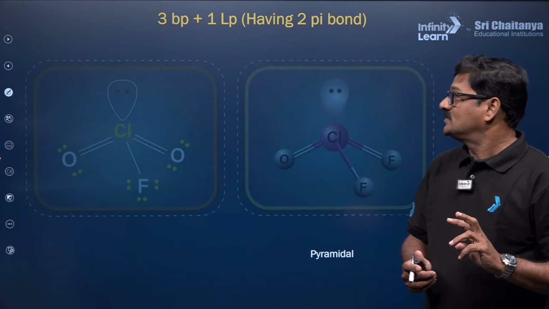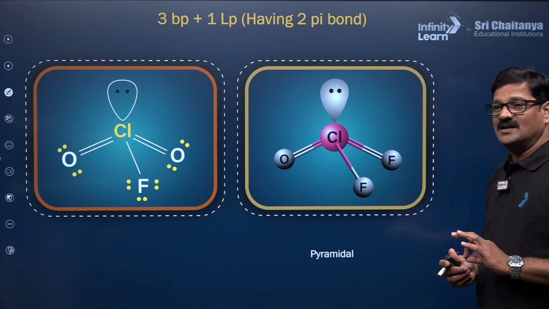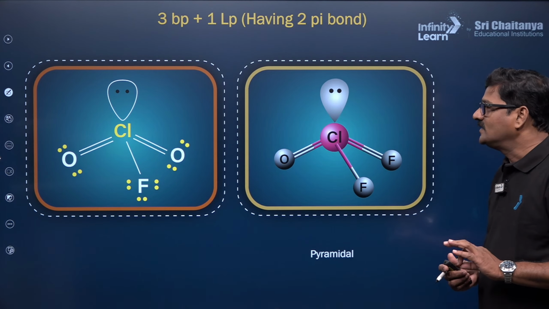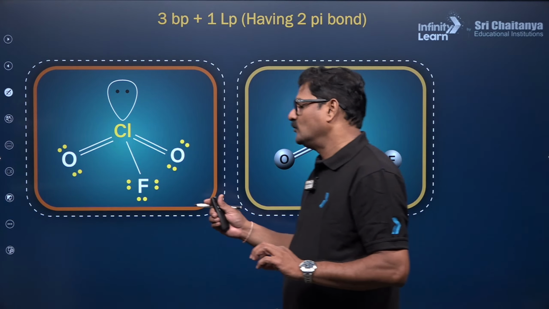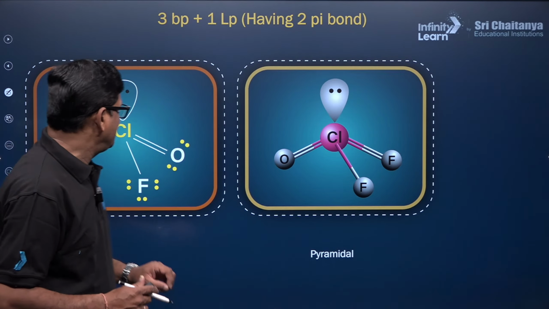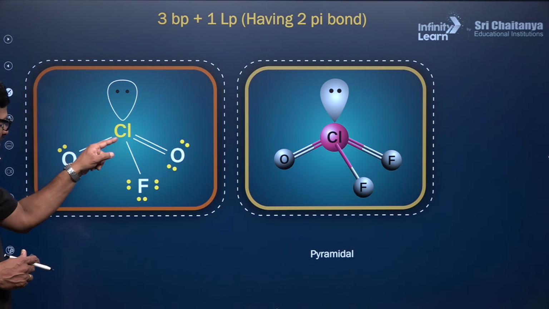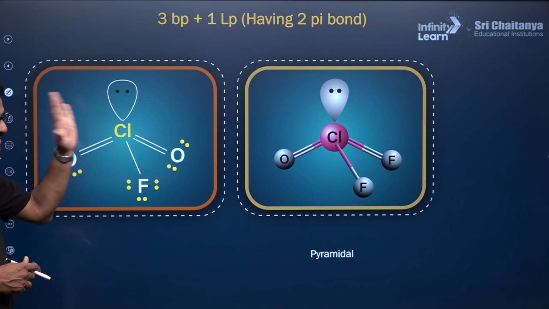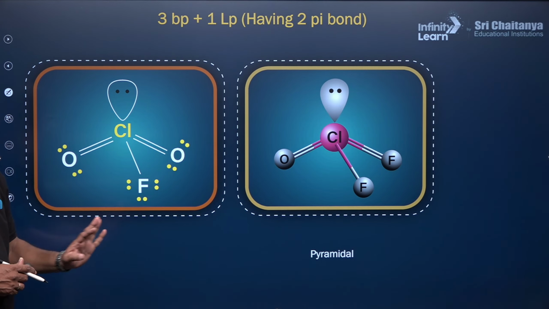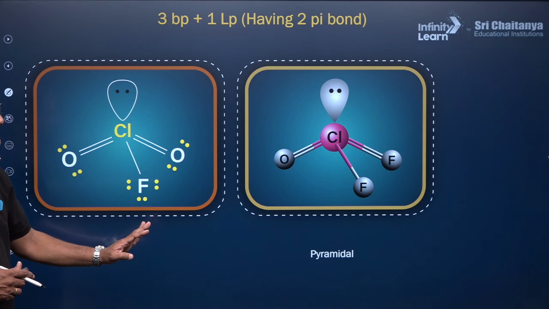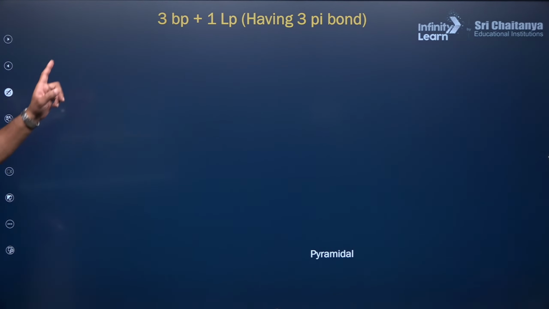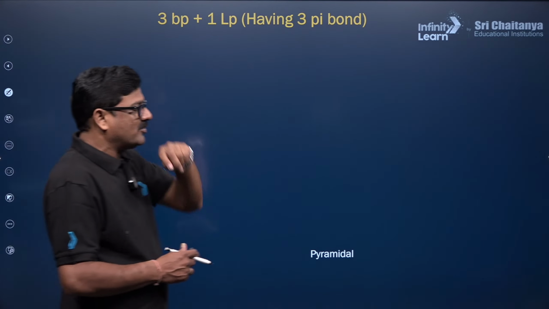2 pi bonds. So in that, ClFO2. You are going to see 2 pi bonds and a sigma bond. Still it is pyramidal in shape. I want to say 3 bond pairs, 1 lone pair, having 3 pi bonds.